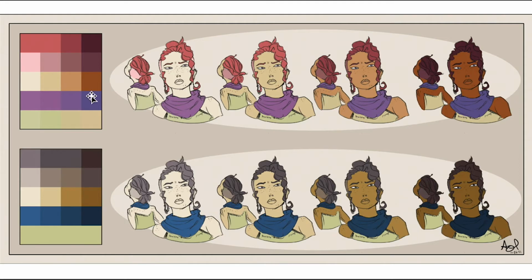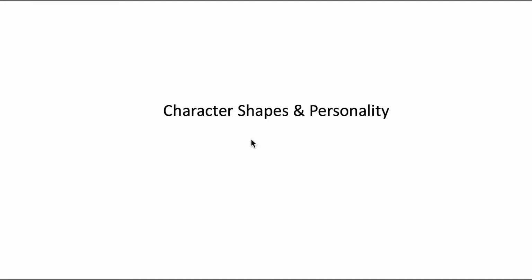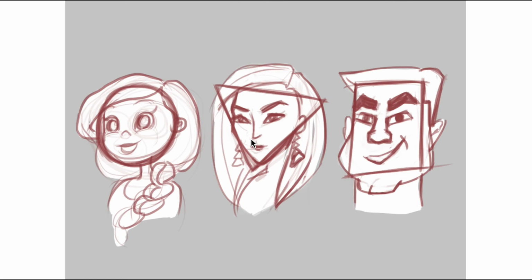And you can even play with the skin tone colors to create different characters. Well, next we'll talk about the character shapes and personality. Character shape plays a big role in the personality and characteristics of your character. These are the three major shapes that have been used for character design: square, triangle, and circle.